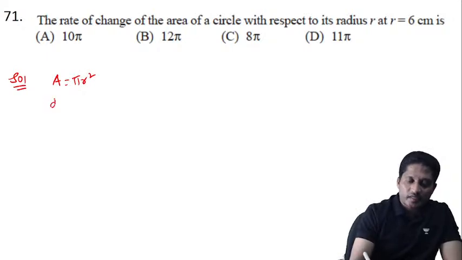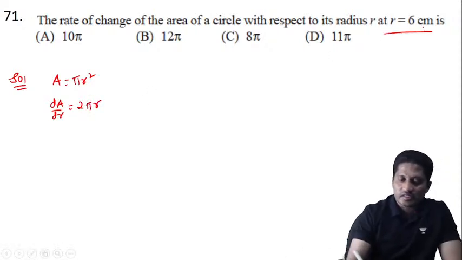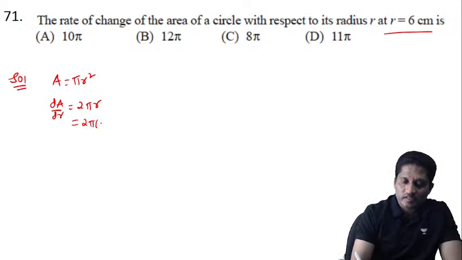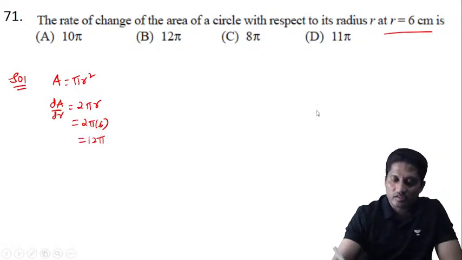Area of a circle is pi r square. Now dA by dr will be equal to 2 pi r. And when radius is 6, this is 2 pi into 6, which is equal to 12 pi. Right, answer is option B.